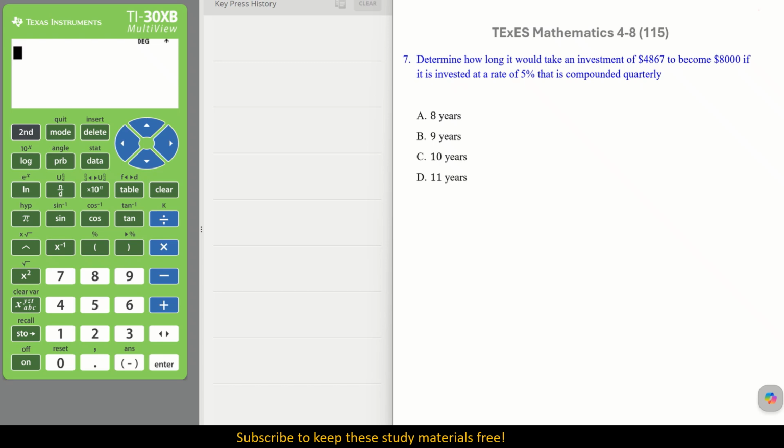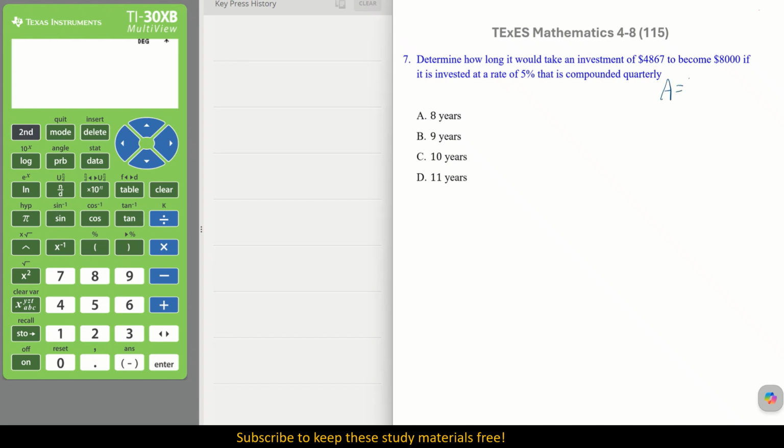Number 7. Determine how long it would take an investment of $4,867 to become $8,000 if it is invested at a rate of 5% that is compounded quarterly. Okay, in order to get the formula for this, it is provided for you on the formula sheet that will be embedded in the computer while you take the test. So you will get this. This is what you need.